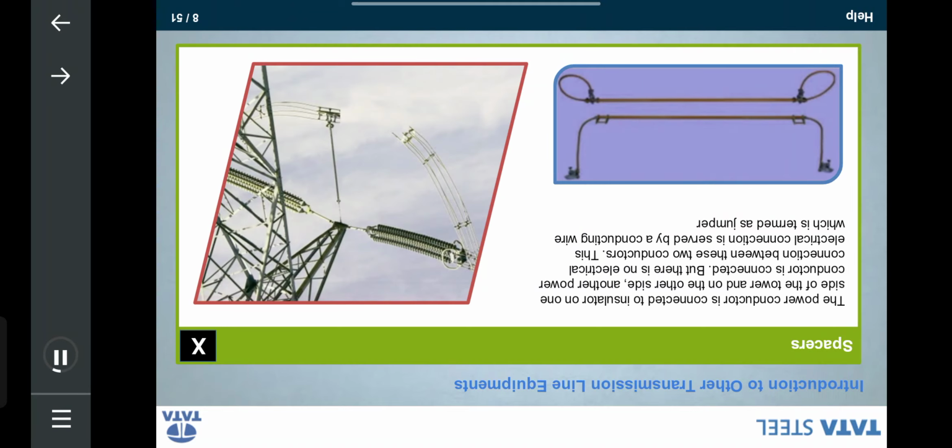The power conductor is connected to an insulator on one side of the tower and on the other side another power conductor is connected. But there is no electrical connection between these two conductors. This electrical connection is served by a conducting wire which is termed a jumper. These are the images of jumpers.